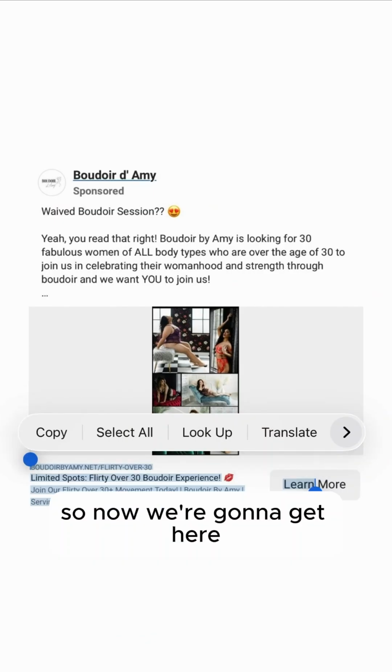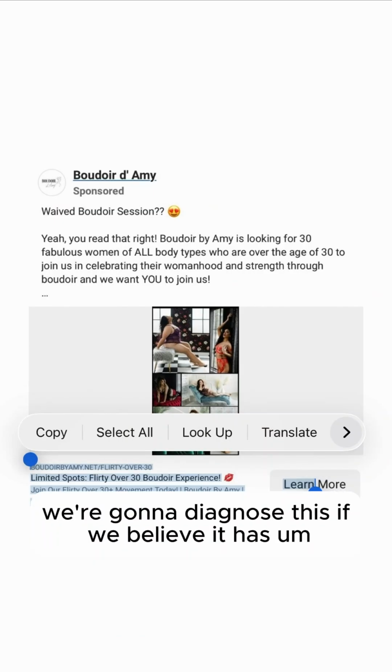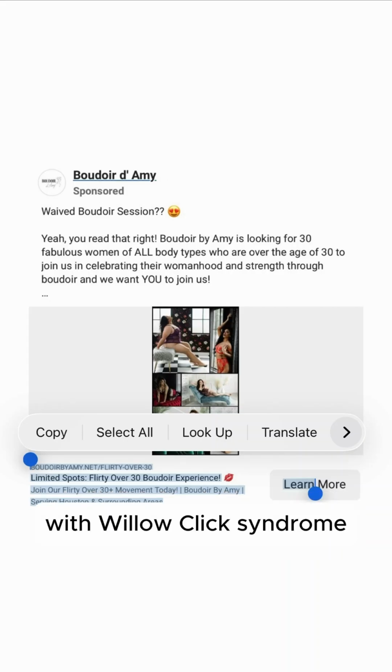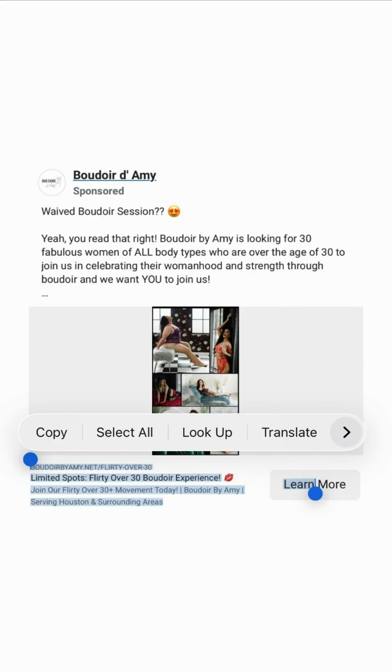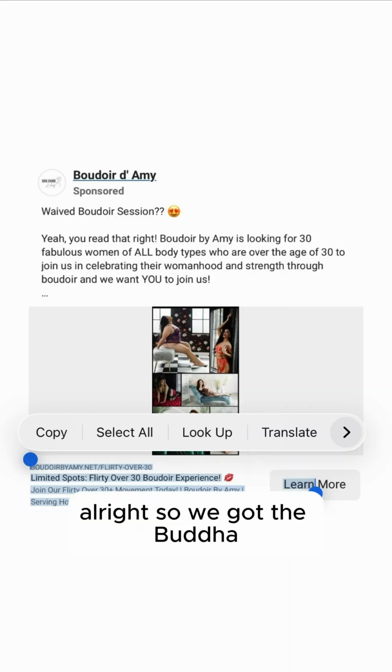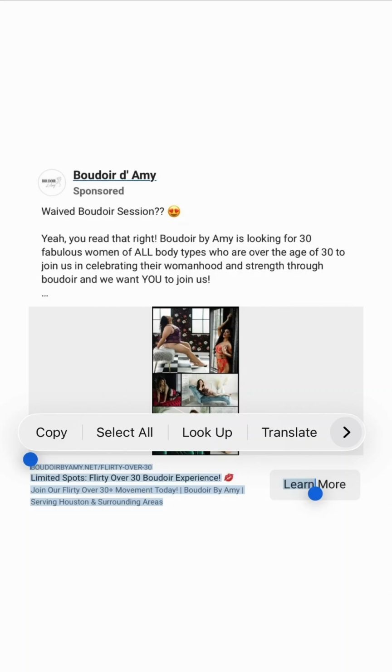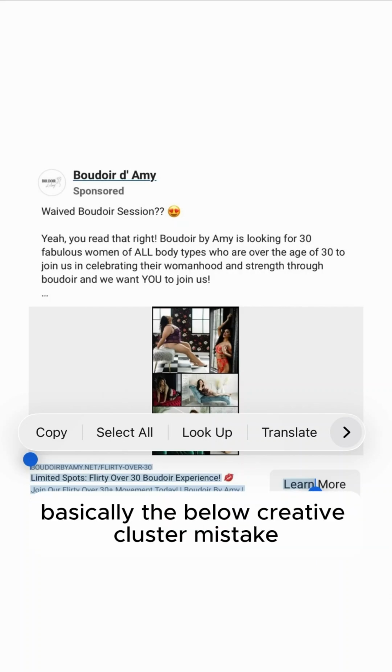So now we're going to diagnose this if we believe it has Boudoir low click syndrome. First thing I'm looking at is the Boudoir below creative cluster mistake.